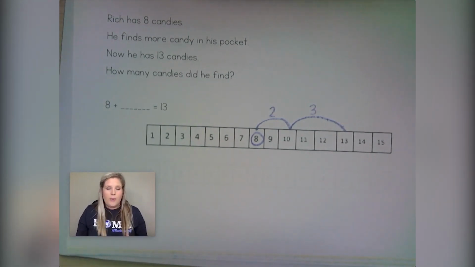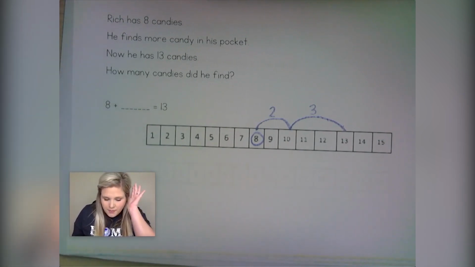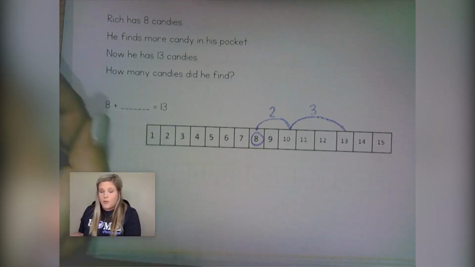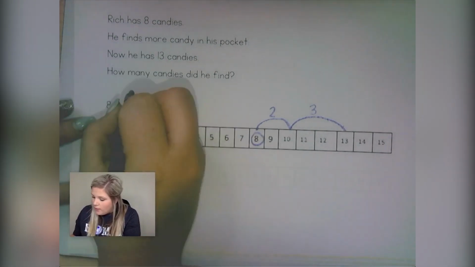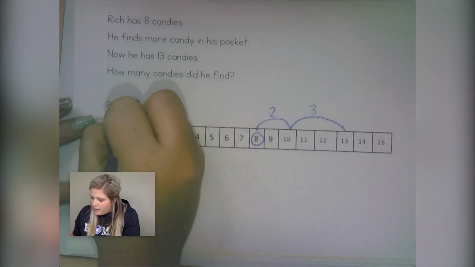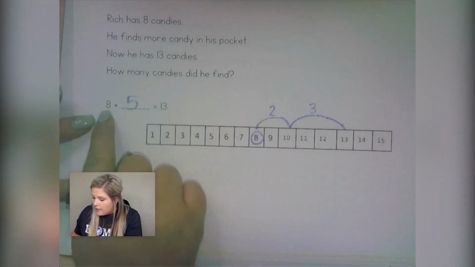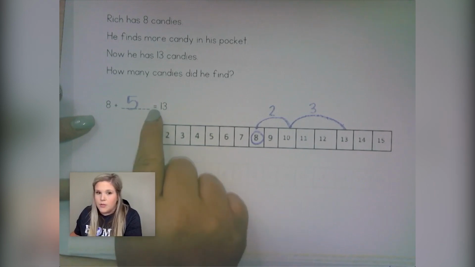Great. How will we use our number path model to find our missing number? I know, I can add my 2 hops together. I know that 2 and 3 more makes 5. So we made 5 hops to go from 8 to the number 13, I'm sorry. So I'm going to write 5 in our equation to make it true. So now our problem reads 8 plus 5 equals 13.